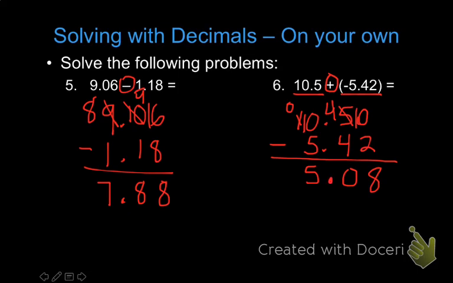Now, because I had integer rules, I just want to verify I have the correct sign. In my original problem, 10.5 and 5.42, I noticed that 10.5 is larger, so I'm going to use the sign, which was not there, which means it was a positive number. So I have a positive 5.08 as my answer.